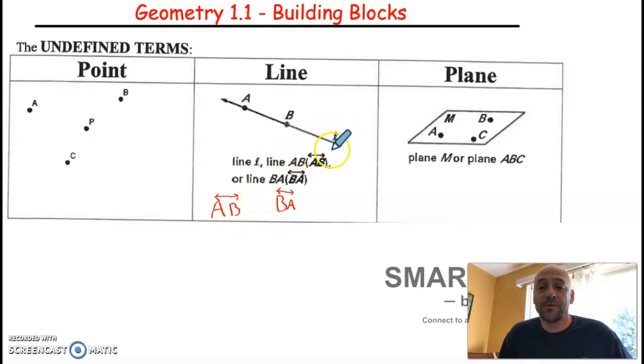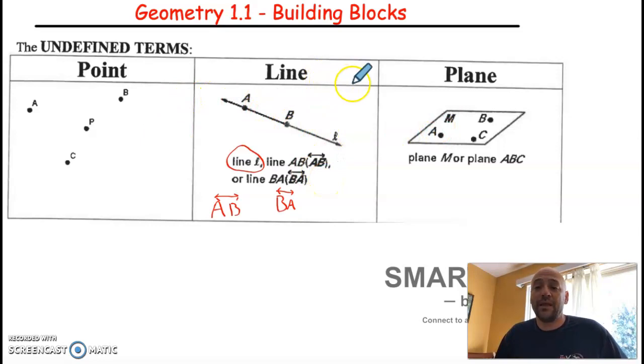We have another option, this lowercase cursive letter. We usually use L and M and N. I don't know why, but that's what you're going to see more often than not. But you can name it just by writing the word line and then whatever that lowercase letter is in cursive. All right, you put 2 points together, you have a line.